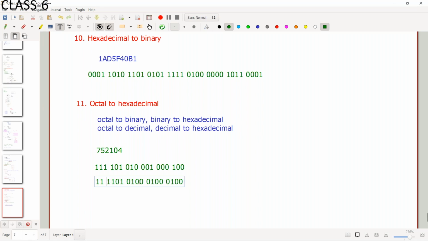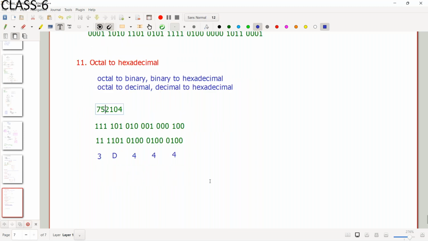Okay. And now we have to write the equivalent hexadecimal digit. So 11 is nothing but 3, then 1101. What is 1101? 1101 is nothing but D. Okay, so that is D, then 0100, that is 4, then again 4, again 4. So that is nothing but the equivalent representation of this particular octal number. Similarly, we can convert from hexadecimal to octal also, in the similar manner.